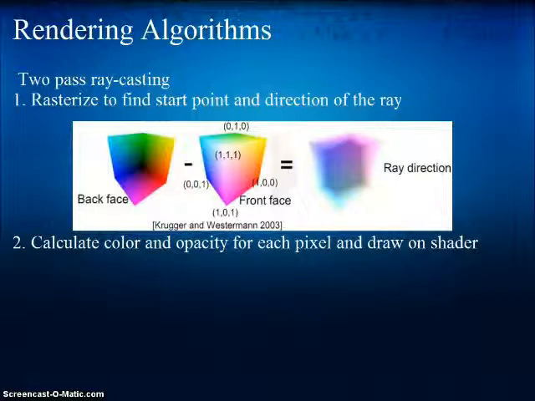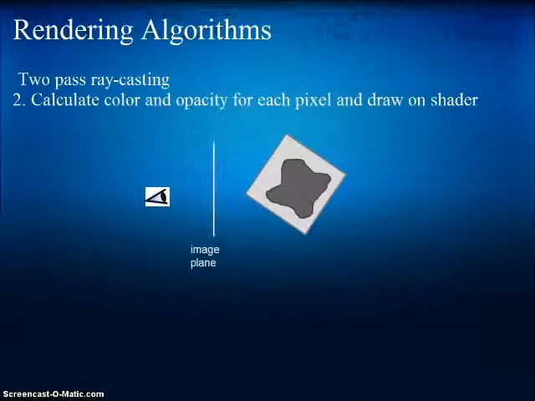With the first step, it is possible to use a bounding box surrounding the volume and finding the intersection between the ray and the bounding box. But in order to improve time performance, we use the two-pass raycasting. The front face texture provides the start position of the ray, and the result of subtracting from back to front face texture provides the direction of the ray. Now going on to the next step, knowing the starting point and the direction, we can calculate the color and opacity for each pixel.